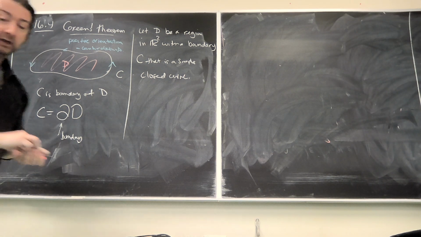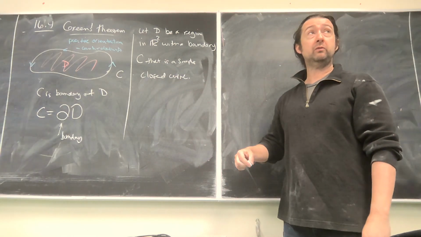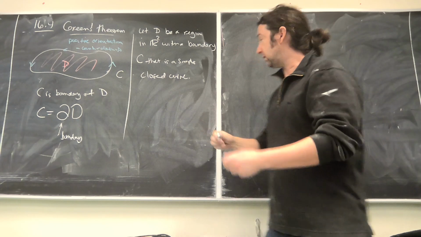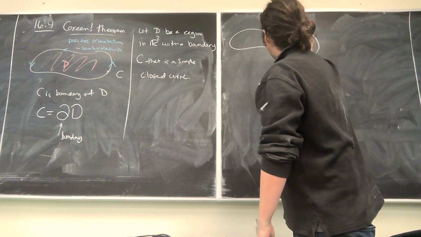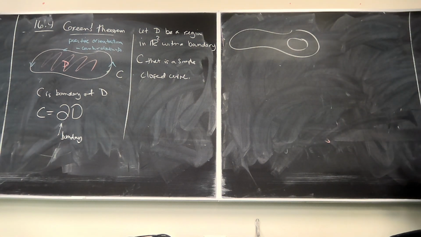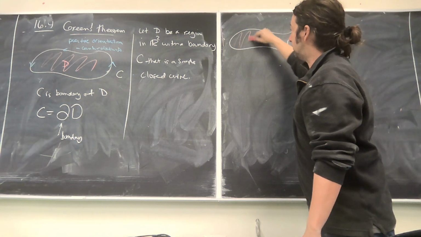Okay, it's possible that we can have regions that are more complicated than regions with simple closed curves, which means I need to lift the idea of positive orientation just slightly. So if you imagine that you had a region D that had a hole in it, now the boundary of the region is not a simple closed curve anymore. It's two simple closed curves.